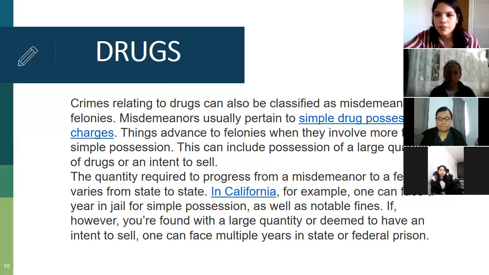Okay. Thank you, Nayeli. Like you can see, possession of drugs can be considered a misdemeanor crime, but it depends. If the person is selling drugs, that's definitely a felony crime.